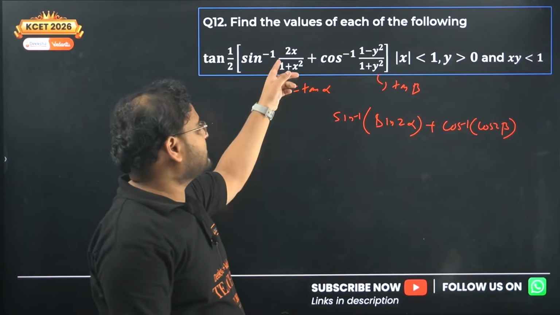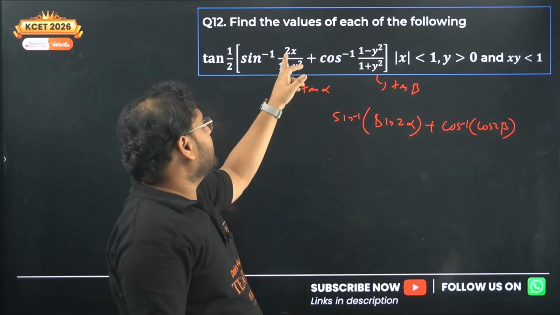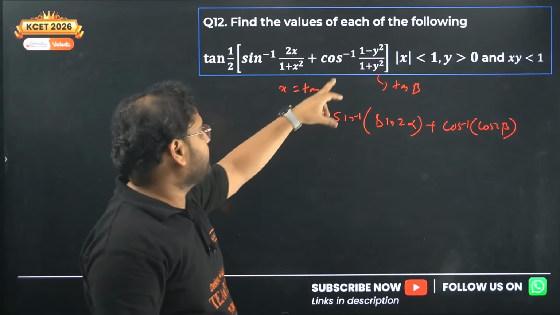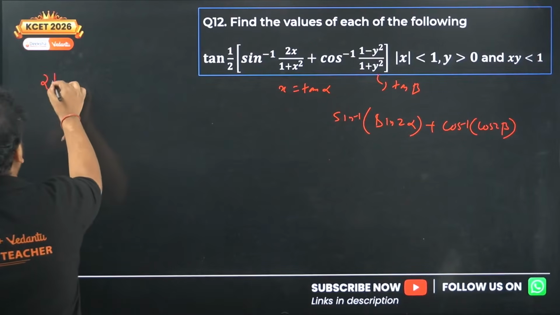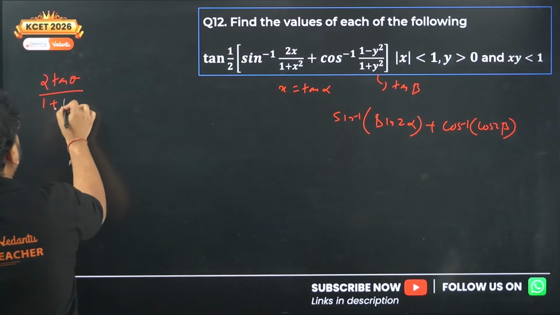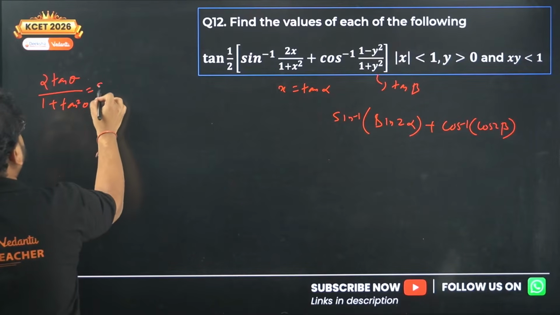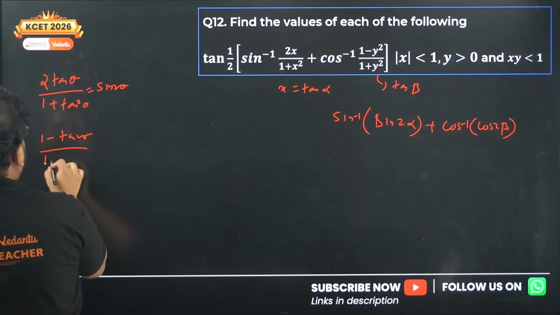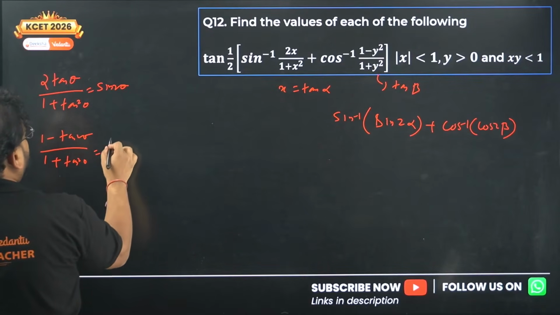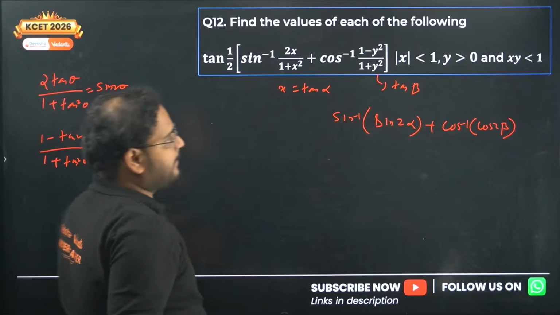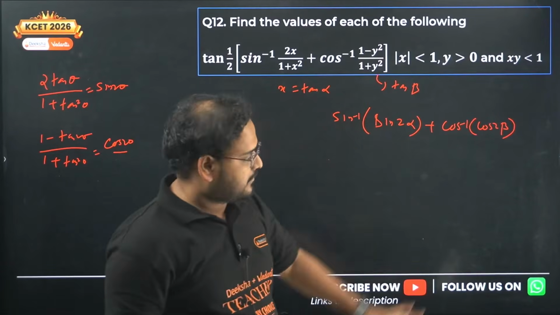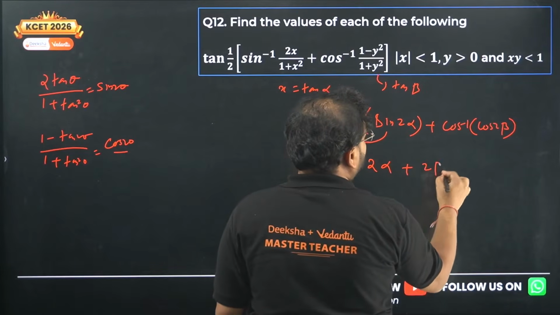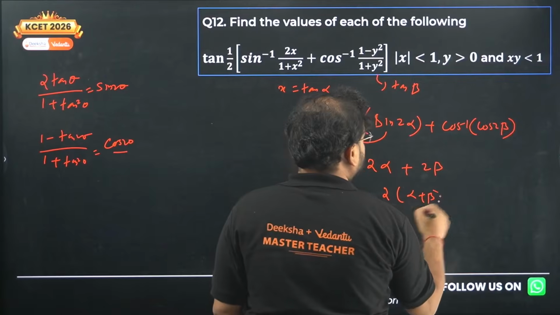Because this is the formula of sine 2a and cos 2a. What is this? 2 tan a upon 1 plus tan square a is sine 2a. And 1 minus tan square theta upon 1 plus tan square theta is cos 2 theta. I've used that only over here. Now check. So basically I'm getting 2 alpha here and 2 beta here. Take 2 common: alpha plus beta.